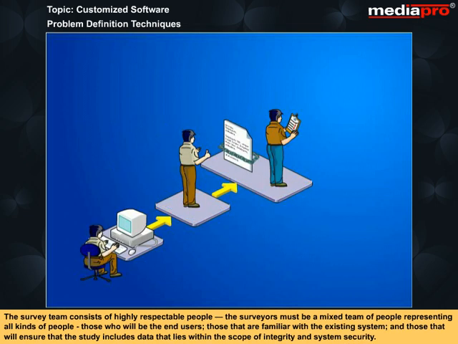The survey team consists of highly respectable people. The surveyors must be a mixed team of people representing all kinds of people. Those who will be the end users, those that are familiar with the existing system, and those that will ensure that the study includes data that lies within the scope of integrity and system security.